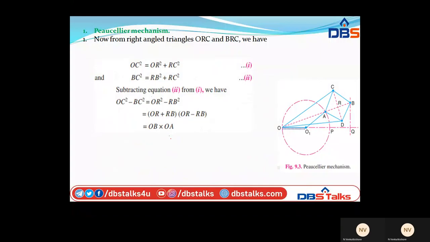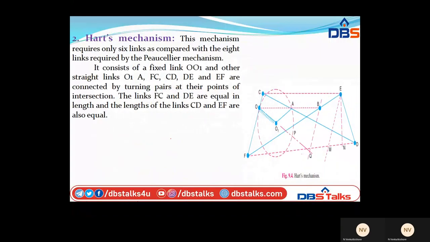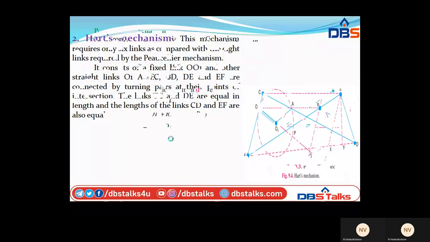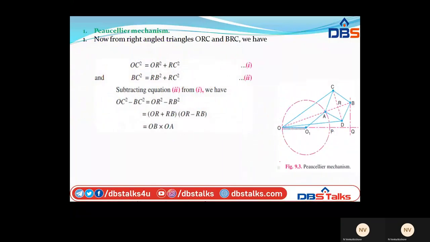So this is the final thing. Coming to the next one, Hart's mechanism. In the previous case, how many links were there? If you see, this is a particular diagram. How many links? These squares have 4. This is 5, this is 6, 7, 8. The particular mechanism has 8 links.